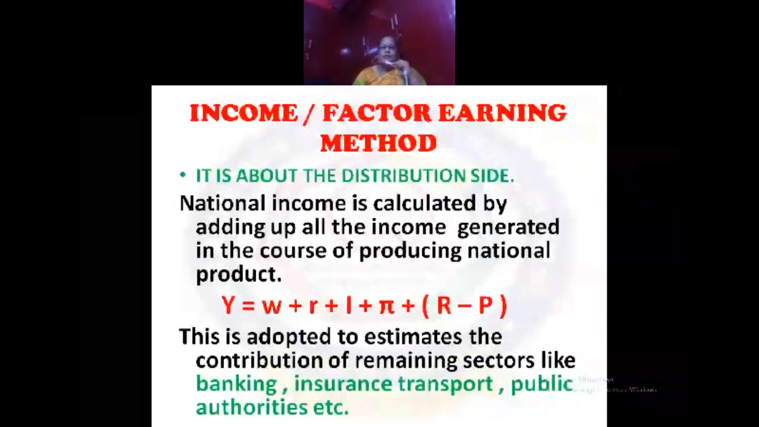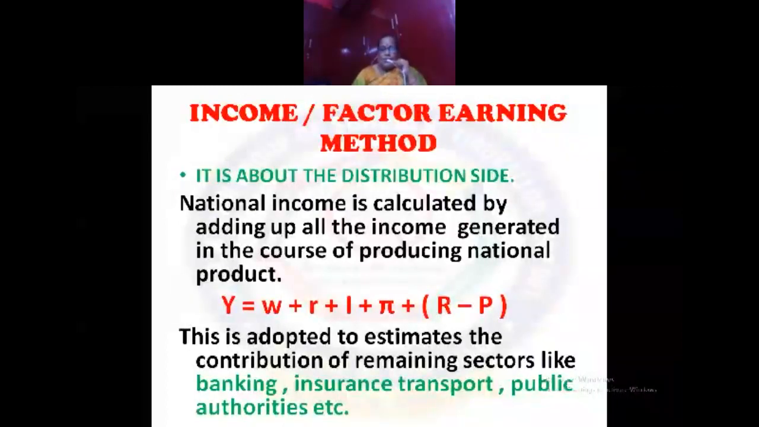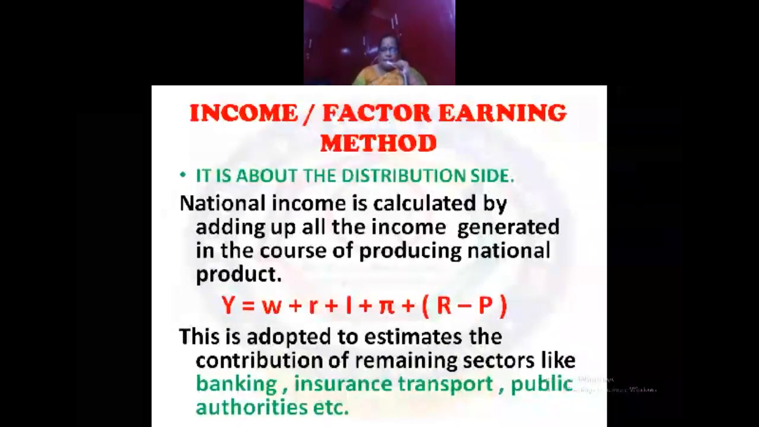Let us come to the income method. The income method approaches the national income from the distribution side. It is also called the factor earning method. Under this method, national income is calculated by adding up all the incomes generated in the course of producing the national product. What are the steps involved in this income method?